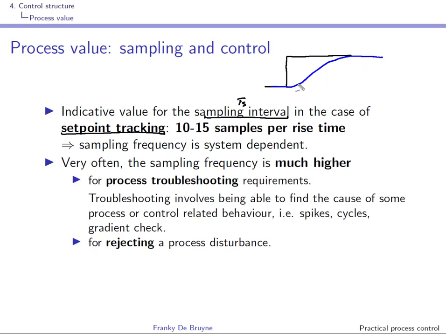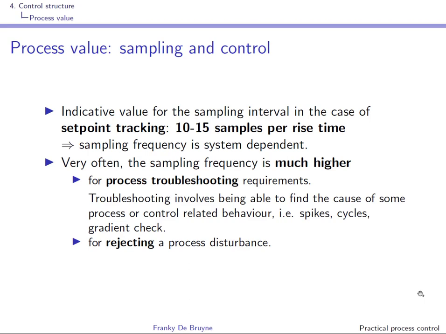Then you remember that the rise time is the time that the process value takes to go from 10% of the steady state value to 90% of the steady state value. So this time over here is the rise time. So in this period you should have 10 to 15 samples. So this means that the sampling frequency is of course system dependent.